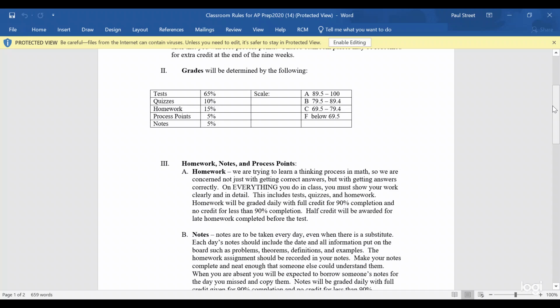Okay. So we've got notes, process points, homework, quizzes, and of course the big one is tests are 65%. So the hope is that all the work that you've done up until then has helped prepare you to be successful on the test. Okay, that you've been attentive and engaged in class. You've taken notes. You have followed the 6 P's, and you're paying attention in class. So you're doing well there.